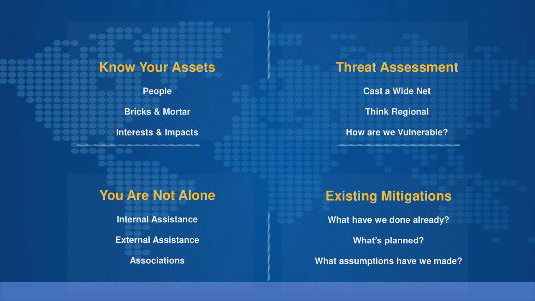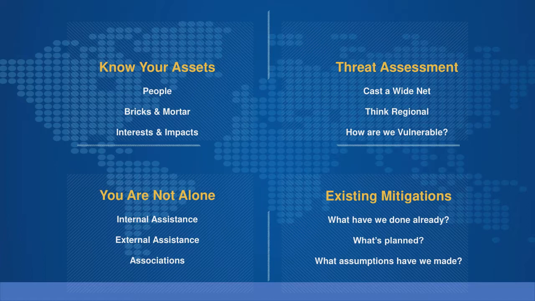Do we have to be thinking about that? Not just what's our bricks and mortar, our locations, our offices, but what are our interests and impacts? From a perspective of what are the downstream relationships that your organization, that your industry has with others that could be impacted by a risk event someplace else, doing a threat assessment or a risk assessment.